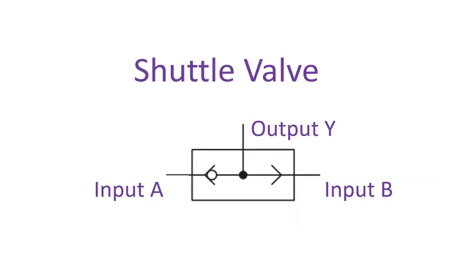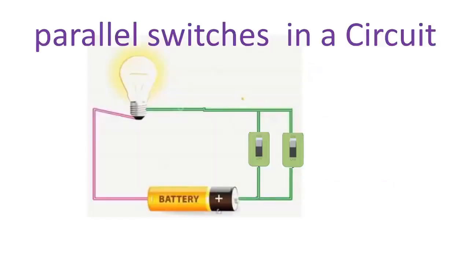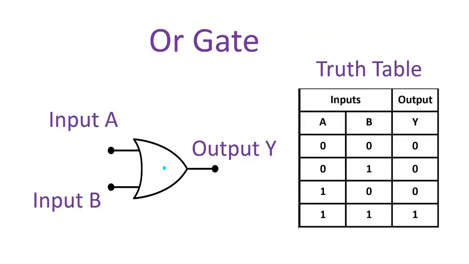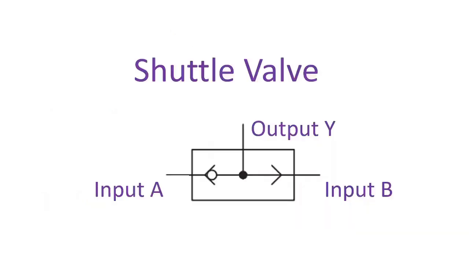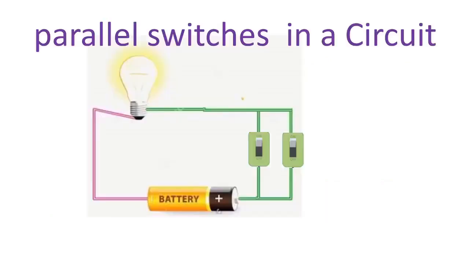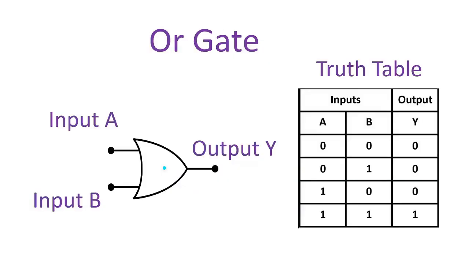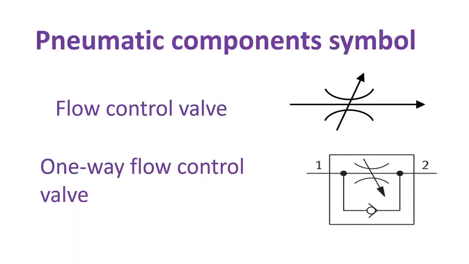And shuttle valves work on the same principle as a parallel circuit and OR logic gate. The output of the shuttle valve is true if either of the two inputs is true. In the parallel circuit, the bulb will glow if either of the two push buttons is pressed or if the two push buttons are pressed together. And the OR gate behaves according to its truth table. The output of the OR gate is true if either of the two inputs is true. Otherwise, it's false. Let's proceed with other pneumatic component symbols.